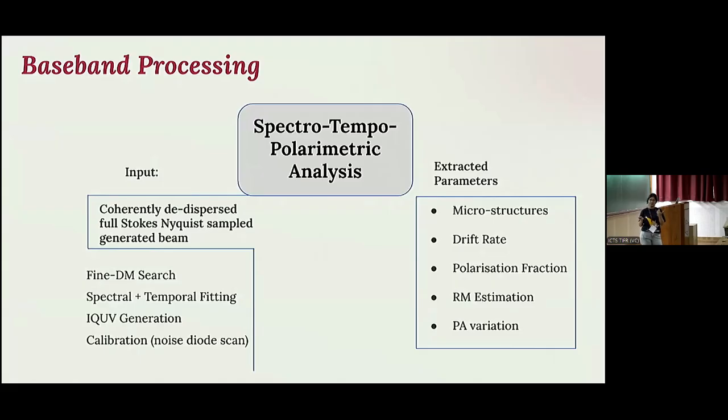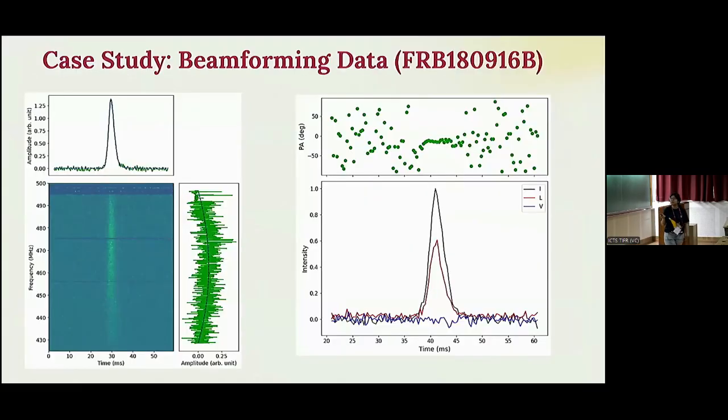From this input, we extract parameters: from the spectro-temporal study, we get microstructures and drift rate. From the polarization study, we get the idea of linear and circular polarization fraction. We get an idea of the RM value and how the PA is varying, whether it is flat or varying. So from offline processing, we get the main idea of the spectro-temporal-polarimetric study.